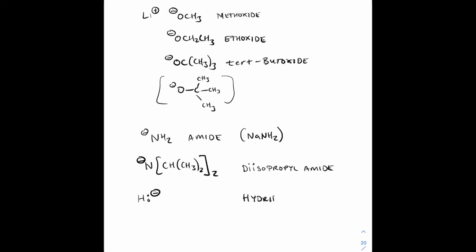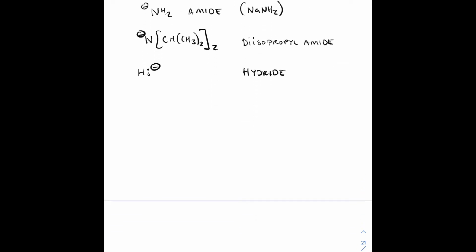H with the lone pair that gives it a negative charge, this is called a hydride. Typically what you'll see is sodium hydride, so sodium countercation with that, but you could see lithium or potassium hydride as well.